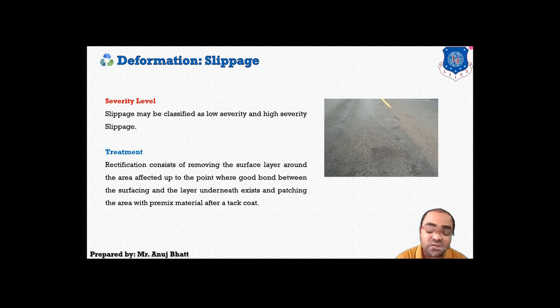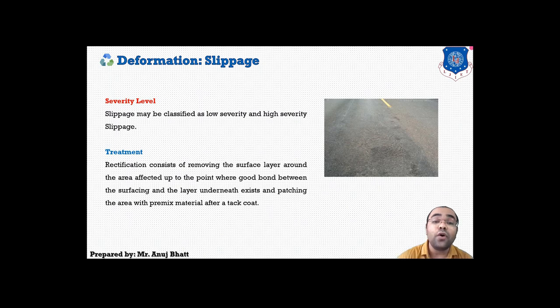Now the next question is the treatment: how can we treat such defects? The rectification consists of removing the surface layer around the affected area and the layer underneath, and patching the area with premix material. First take out the damaged area and then apply the layer with the premix material after the tack coat. This is the simple treatment for slippage.